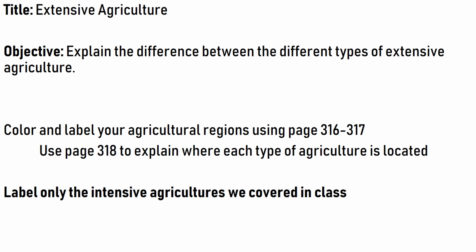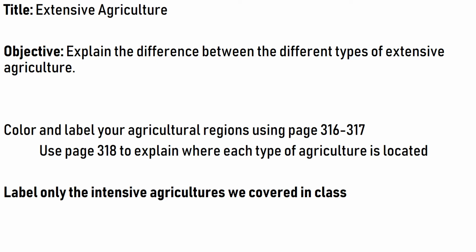All right, everybody. This is the next lecture in the Unit 5 Agriculture Unit for AP Human Geography. This is the in-class lecture. So what we did today was cover extensive agriculture. We added to our agriculture map, adding more of the agricultures we've learned throughout the world. And now we're going to look at the difference between the different types of extensive agriculture.